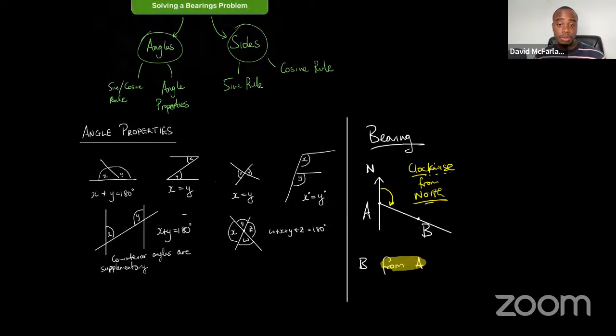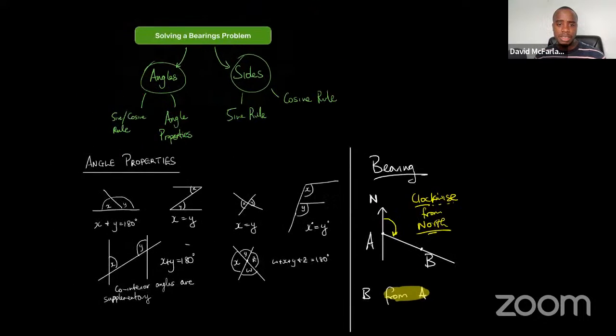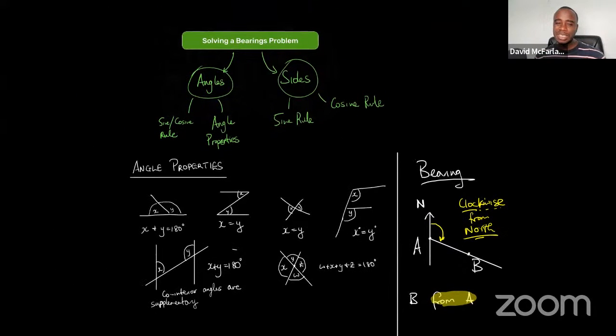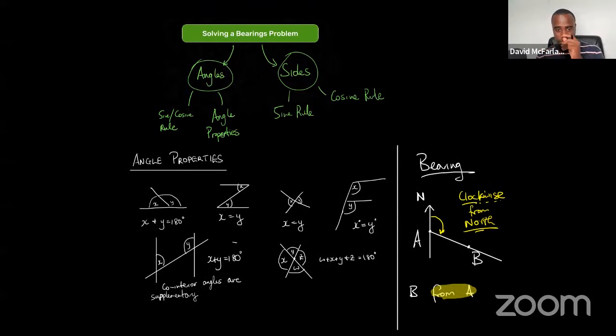So let's get ready to jump into some CXC problems. Am I missing anything out? I don't think so. Do you guys have anything that you want to throw in here that we should remember? I don't think I'm missing out anything. I think we've covered everything.